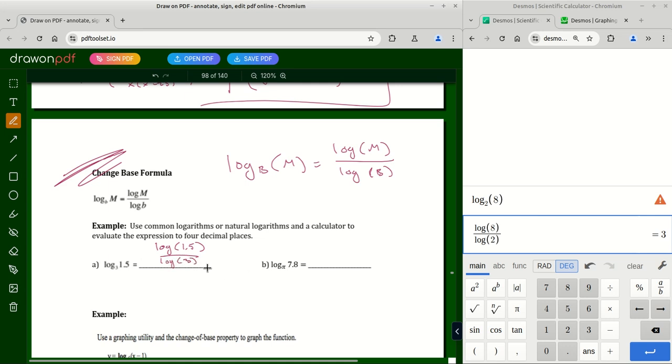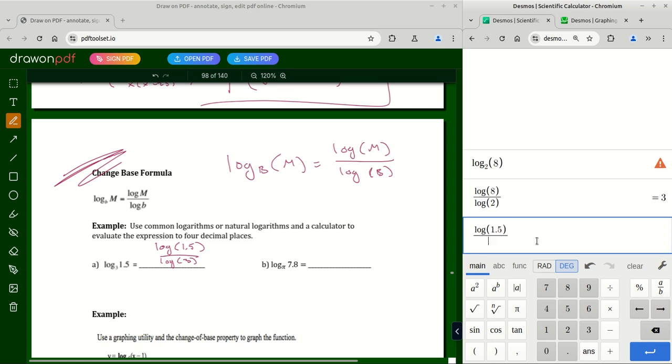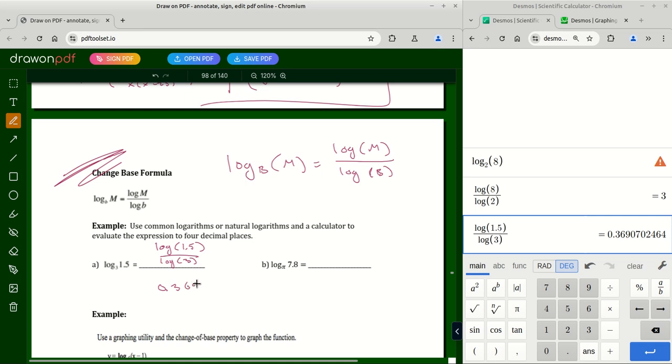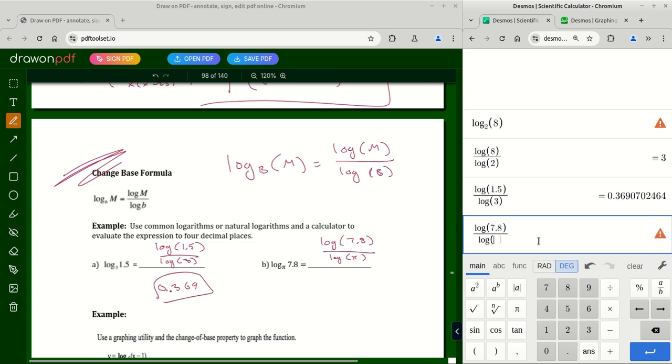There you go. 0.369. Woo woo. And then finally, this one here, that's a pi. That's a log base pi. Put a pi right there. So here we go again: 7.8 log of pi, and we're done.